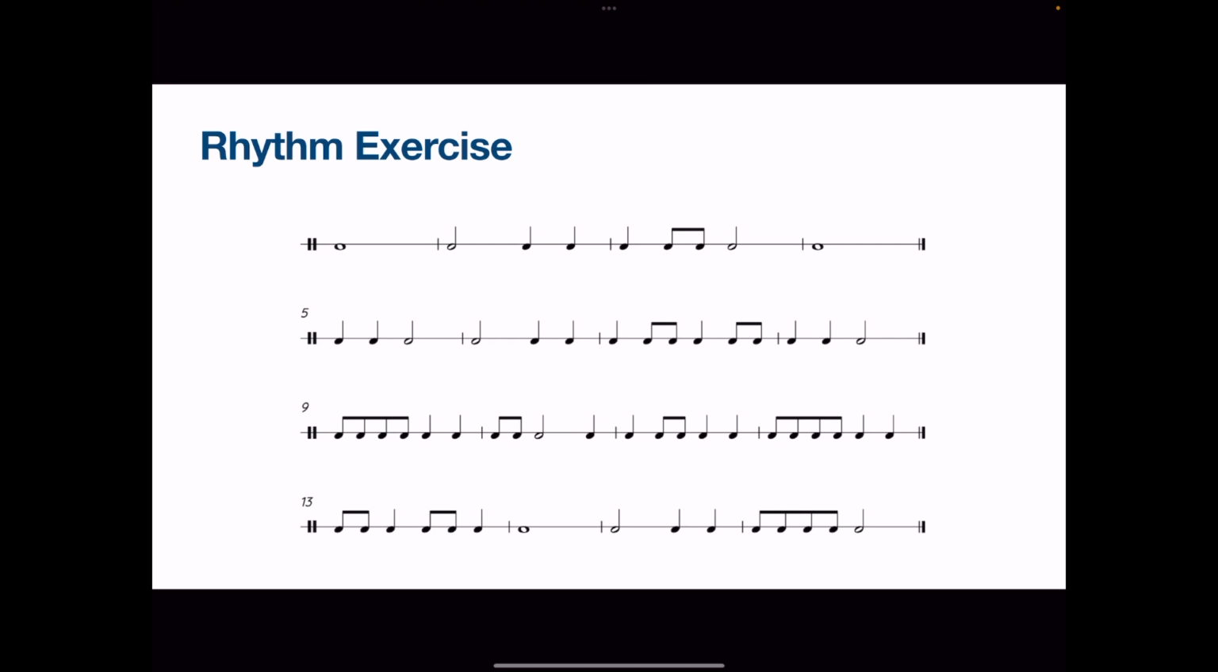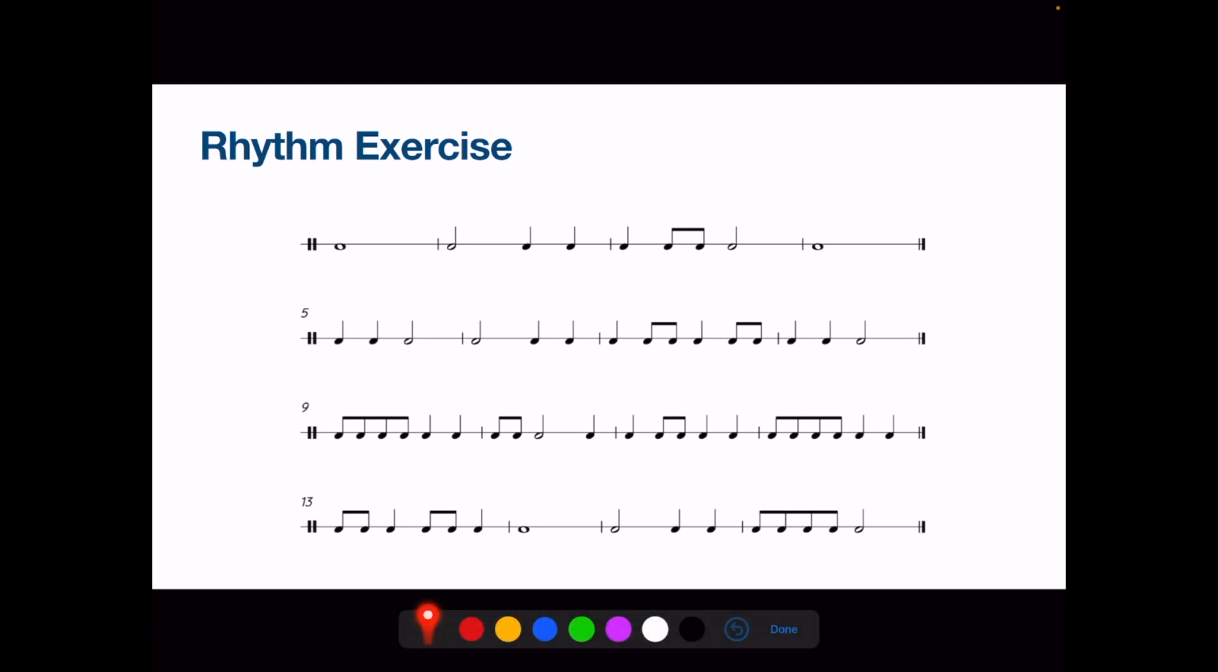All right, so using the Kodaly method, let's try these rhythm exercises. Okay, I'll try the first one, and then I'll have you pause and try the second one. So here's the first one. Ta, ta, ta, ta, ta, ti, ti, ta, ta. All right, did you get it?